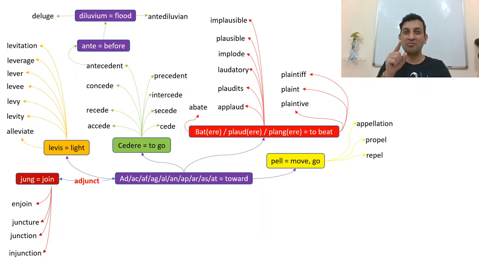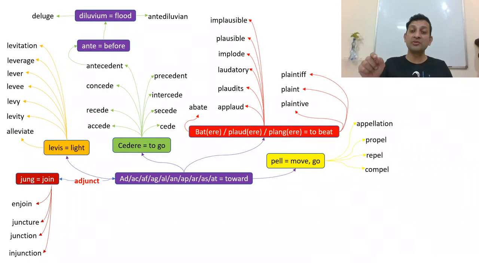So if your boyfriend is repulsive, you would rather go away from him or go back from him. That is repel. They repelled the enemy advance, which means they pushed back the enemy advance. They made them go backward.